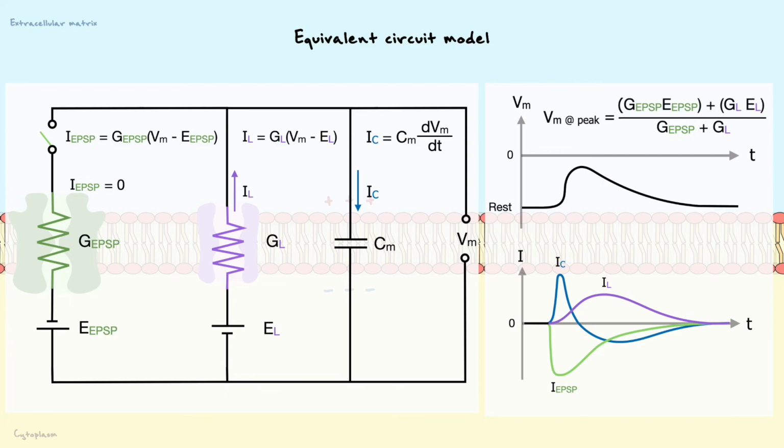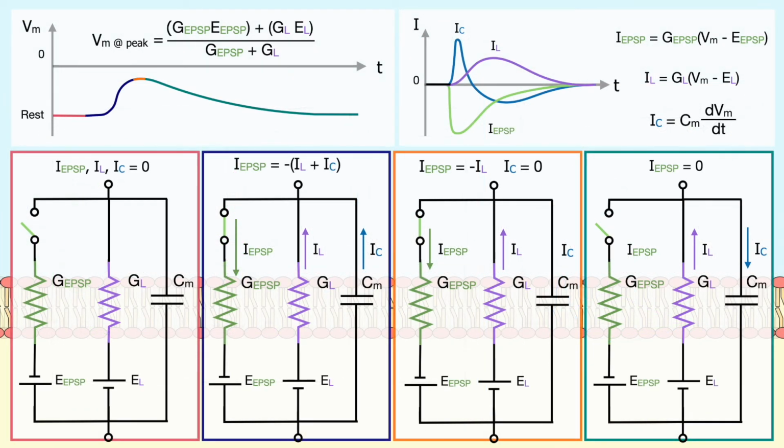As the current from the leak channels overtakes the current from the acetylcholine receptor, the capacitive current reacts to the hyperpolarization in the opposing manner it reacted at the beginning. Hence, you see this inward capacitive current. As a summary of what we've discussed, you can see on this packed schematic the evolution of the membrane potential, the currents, and the circuits as a function of time.